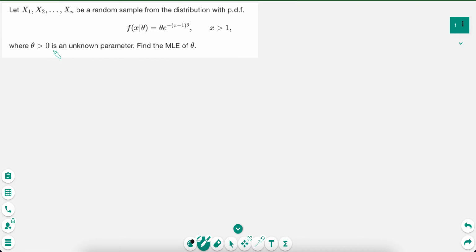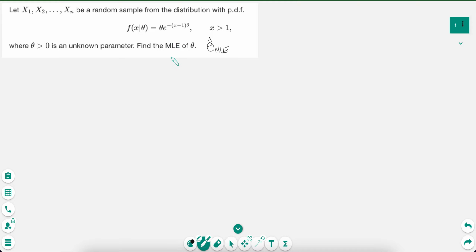So in this example, we have a random sample of size n, x1, x2, all the way through to xn, and we have a particular distribution here, somewhat arbitrary, but it takes on this form. We also know that your x's are greater than 1, so definitely positive, and our theta parameter is also positive. And so using all of this information, what we want to do is find the maximum likelihood estimator of theta, given as theta hat MLE.